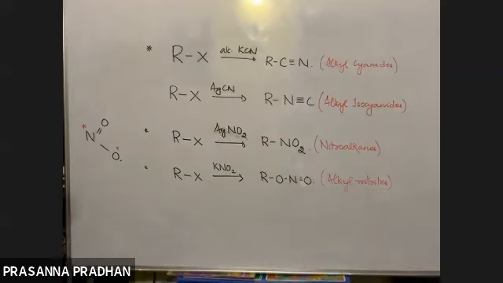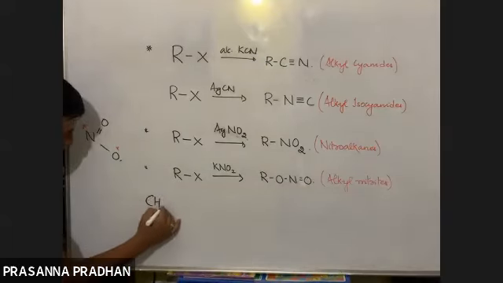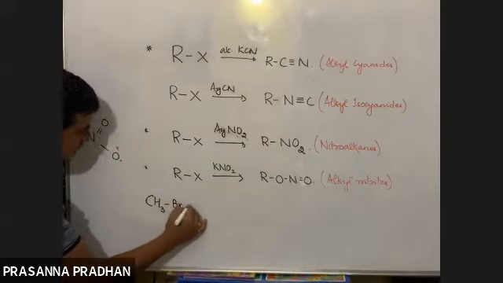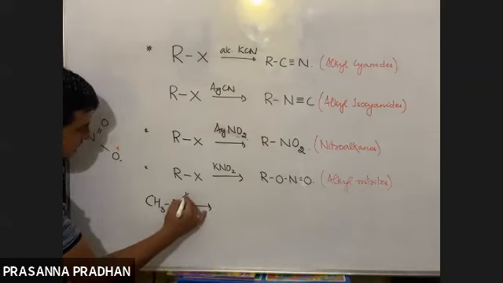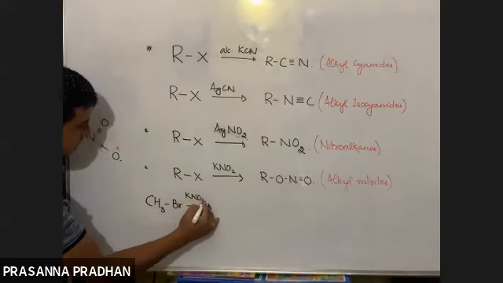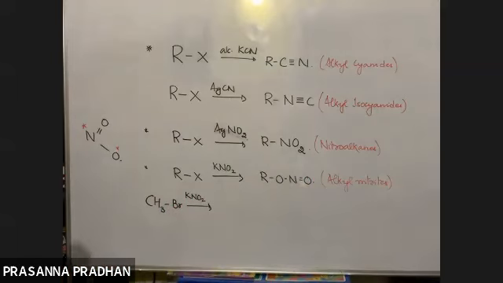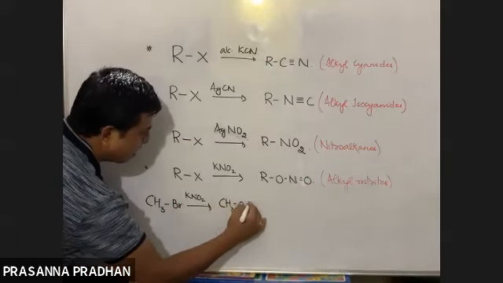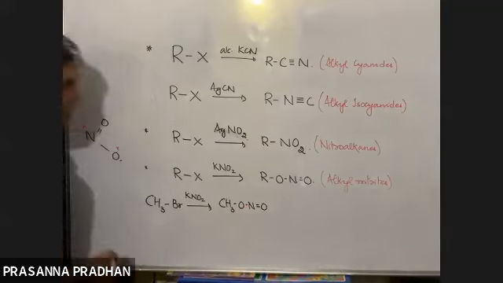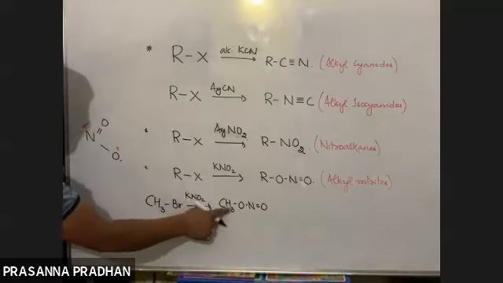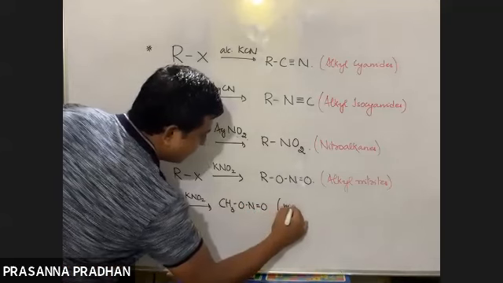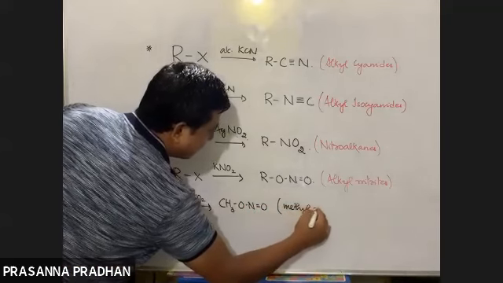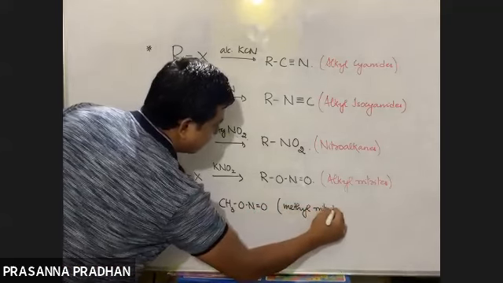For example, say if I have CH3Br, if I treat this with potassium nitrite, KNO2, what will I get? I'll get CH3ONO, methyl nitrite.